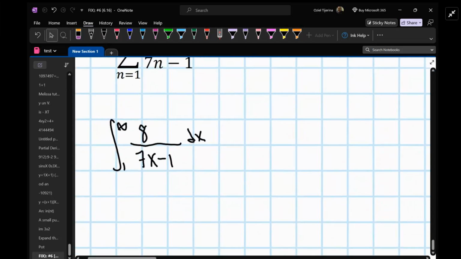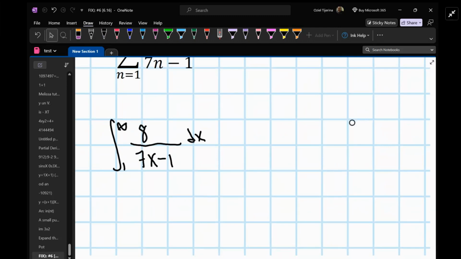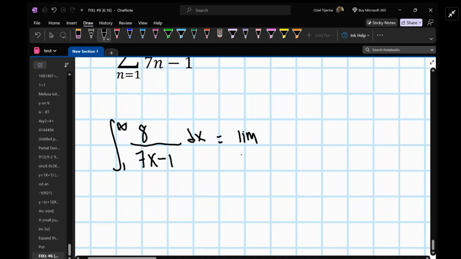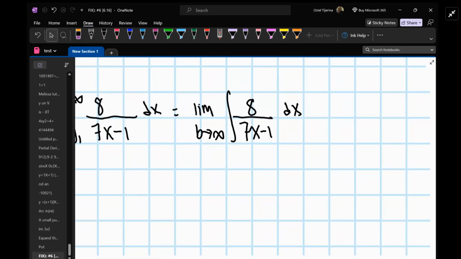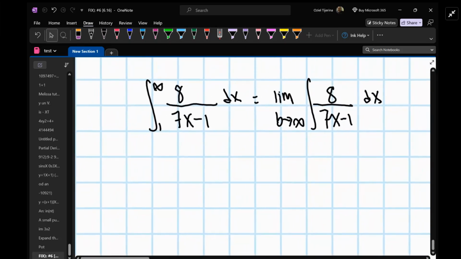Before I do anything here, this is going to equal the limit as b approaches infinity of the integral of 8 over 7x minus 1 dx. Once we do the limit of the integral, we can determine if it goes to infinity, then it diverges, and if it doesn't go to infinity, it converges. So let's go ahead and do this.